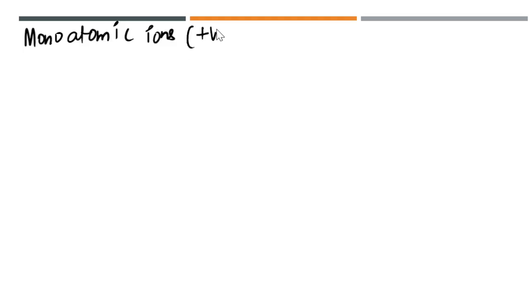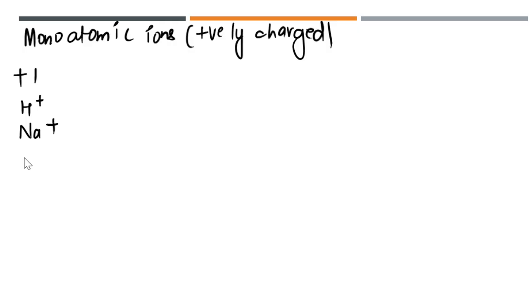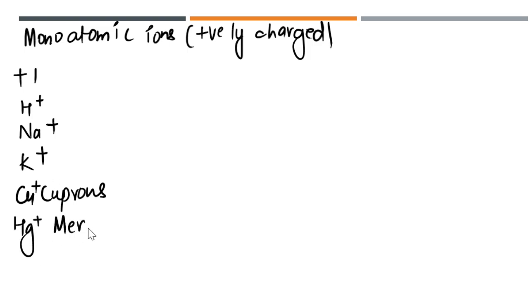which are positively charged. Mono atomic means mono means one, so it is going to have only one atom, right? So with +1 charge we have hydrogen H positive ion, sodium Na positive ion, potassium K positive ion, cuprous Cu positive. So you will see that copper has two different charges. So the one with the smaller charge we write as 'ous'. So this is going to be cuprous, right? Then you have Hg positive. This again is going to have two charges. So this is mercurous.